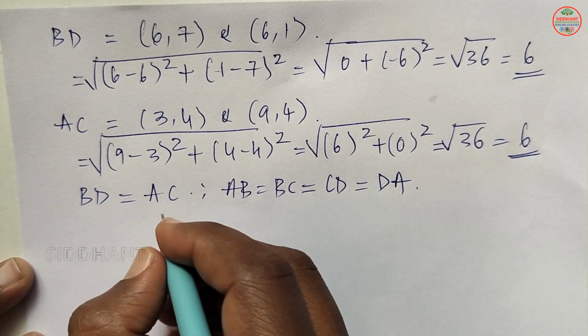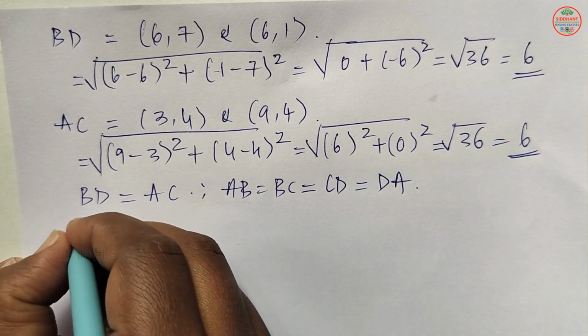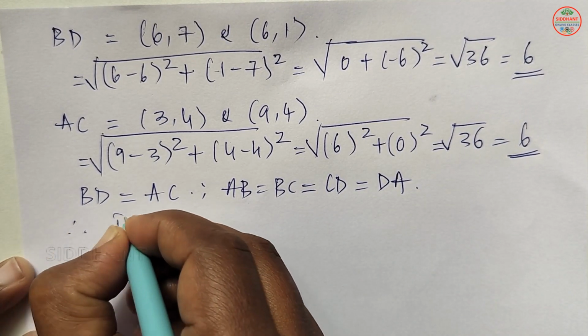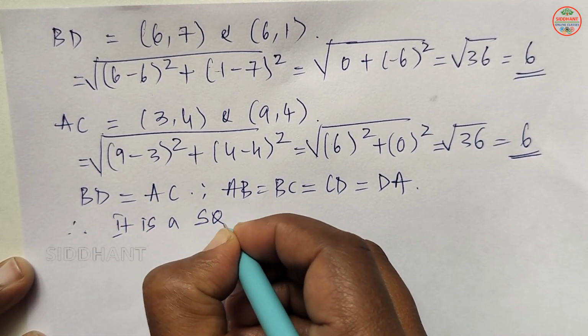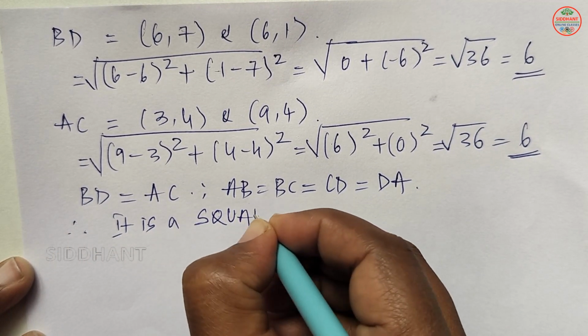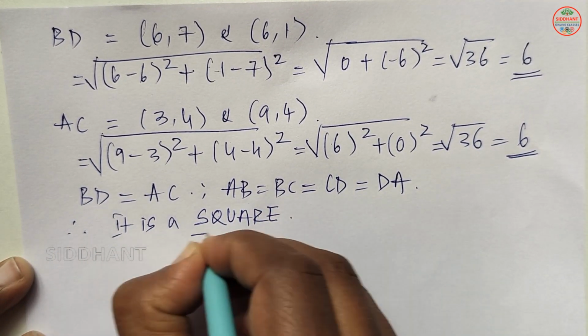So sides are equal and diagonals are equal. Therefore we can say it is a square. It is a square.